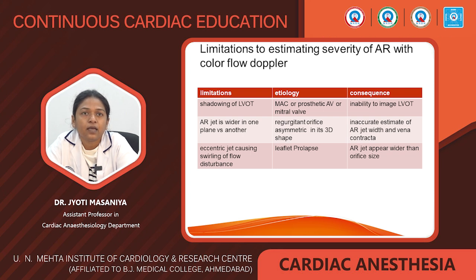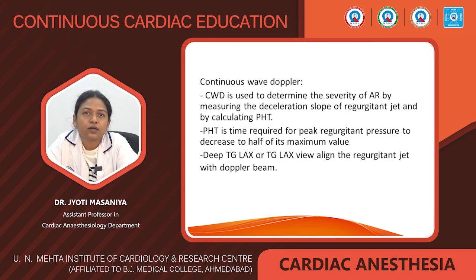plane. The AR jet appears wider in one plane versus another plane, so it will lead to an inaccurate estimate of AR jet width and the vena contracta. And if there is any leaflet prolapse, then that will lead to an eccentric jet, and the AR jet appears wider than the orifice size. The second technique for determination of AR severity is continuous wave Doppler.